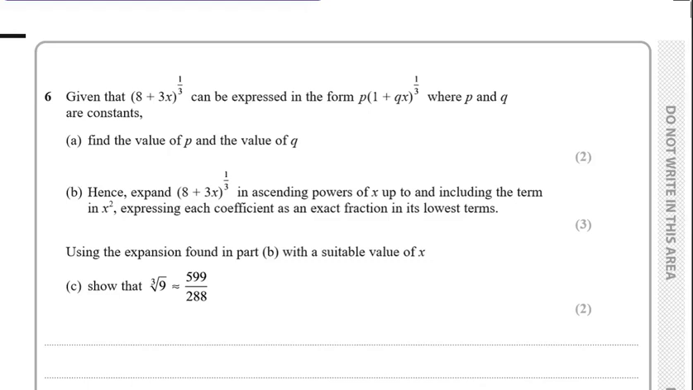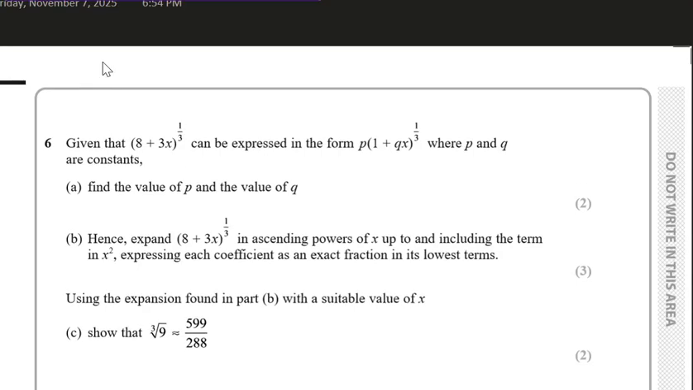This is question number 6 of January 2023, paper 1. For part A, the question has asked us, given that (8 + 3x)^(1/3) can be expressed in the form of p(1 + qx)^(1/3), where p and q are constants, find the value of p and the value of q.